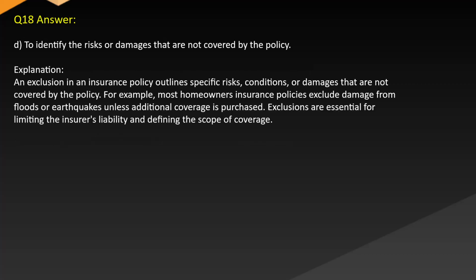Answer: D. To identify the risks or damages that are not covered by the policy. Explanation: An exclusion in an insurance policy outlines specific risks, conditions, or damages that are not covered by the policy. For example, most homeowners' insurance policies exclude damage from floods or earthquakes unless additional coverage is purchased. Exclusions are essential for limiting the insurer's liability and defining the scope of coverage.